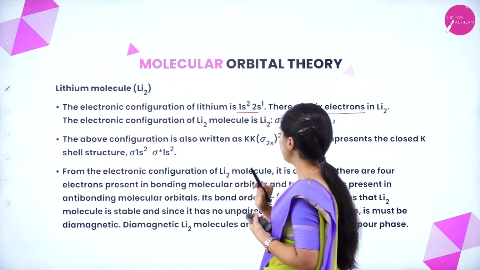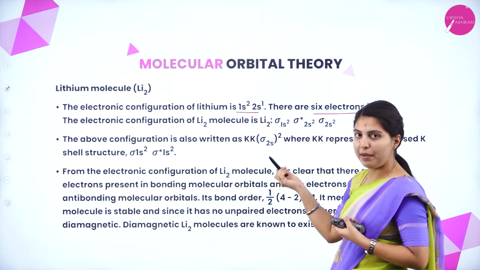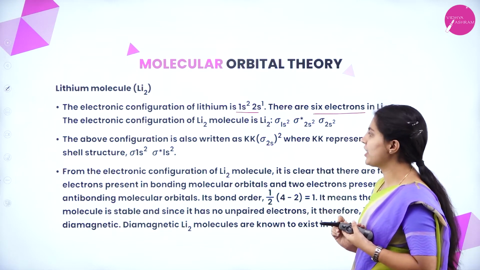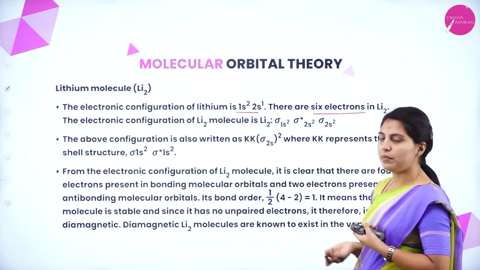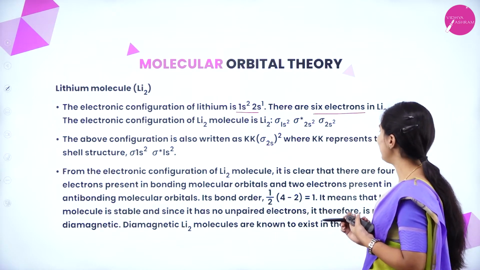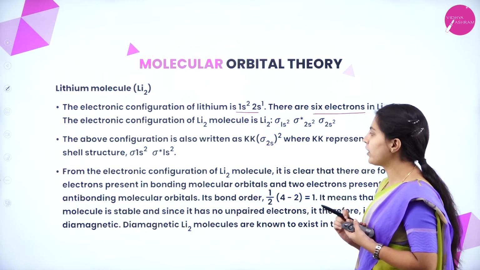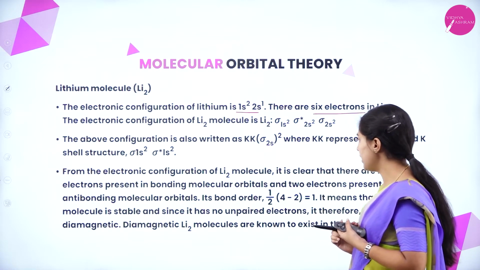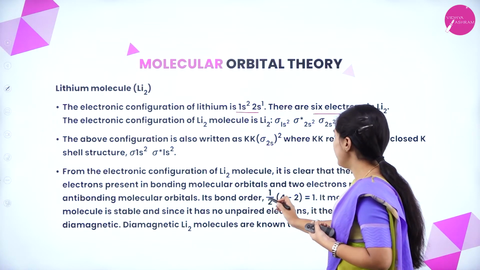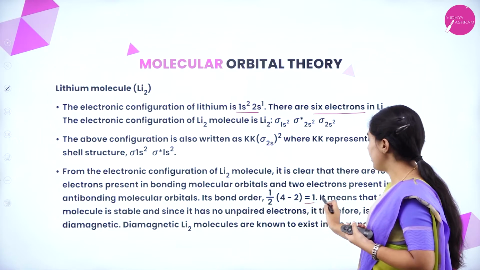The above configuration is also written as KK 2s2 sigma, where KK represents the closed K shell structure, sigma 1s2 and sigma star 1s2. From the electronic configuration of the lithium molecule, it is clear that there are 4 electrons present in bonding molecular orbitals and 2 electrons present in the anti-bonding molecular orbitals. Bond order is half into 4 minus 2, which gives 1.